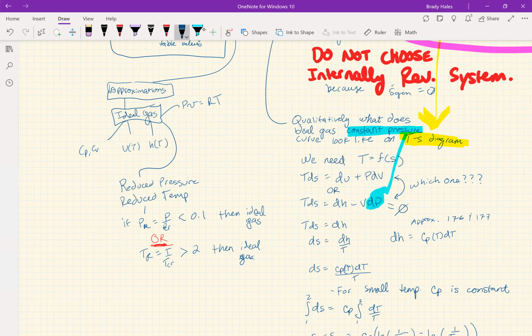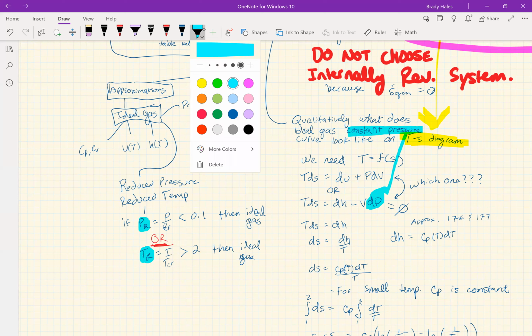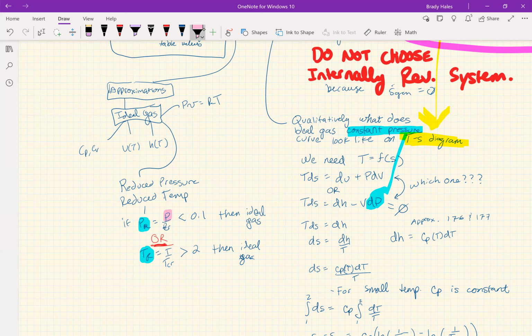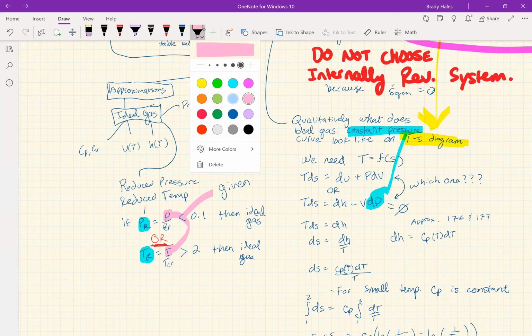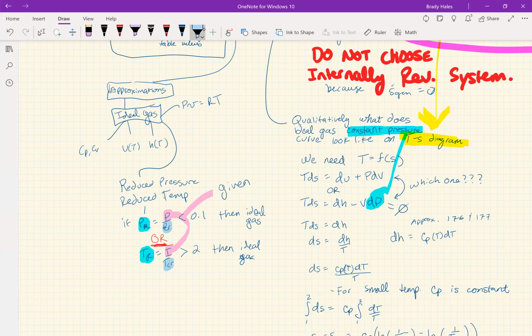So the idea is to calculate these values, where these are given, and these are lookup values in Table A1.